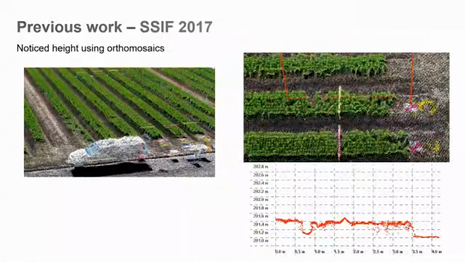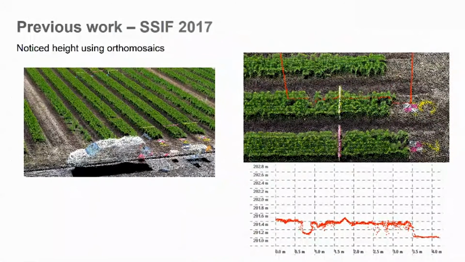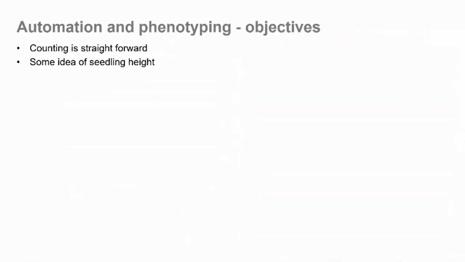During this same work, we also noted that when you generated orthomosaics from your overlapping UAV imagery, you could actually get a reasonable estimation of seedling height within the beds. So based on this work, we know that getting counts of our seedlings from UAV imagery is straightforward. And we also knew that we could get some idea of seedling height as well.